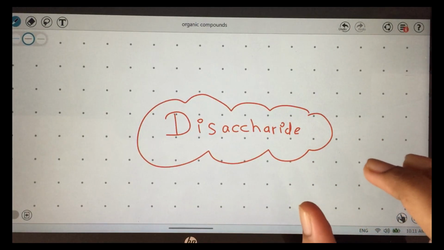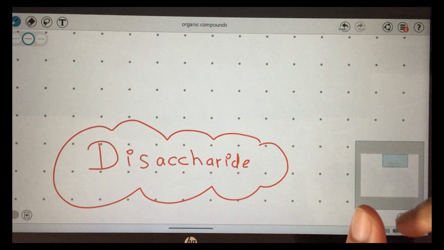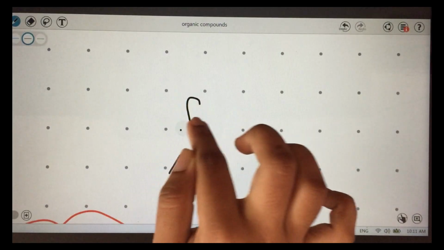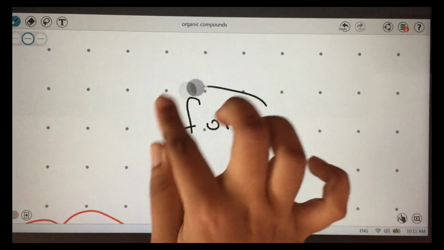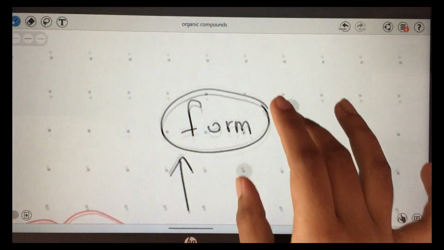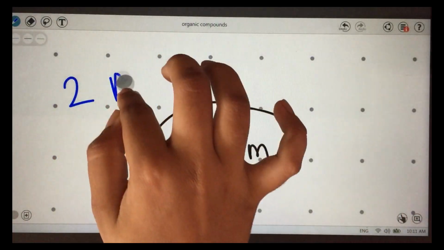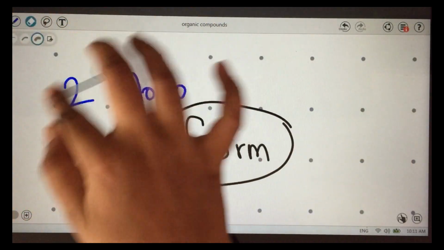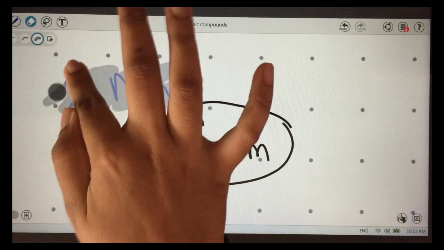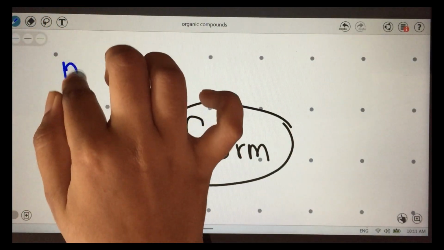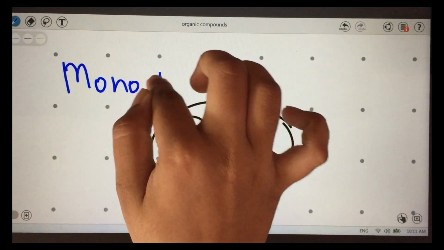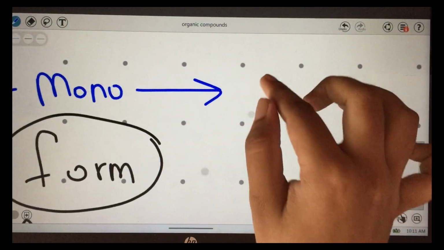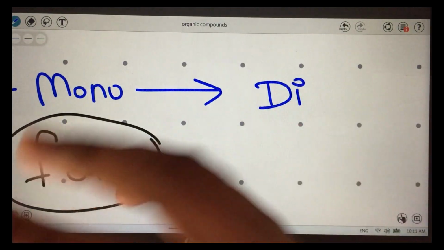Now for disaccharide, firstly you have to say how a disaccharide is formed. That's the first part you have to explain. So how is it formed? When two monosaccharides join through a glycosidic bond. Instead of writing two mono, I'll write one monosaccharide is going to join with another monosaccharide, and they are going to form what? A disaccharide.